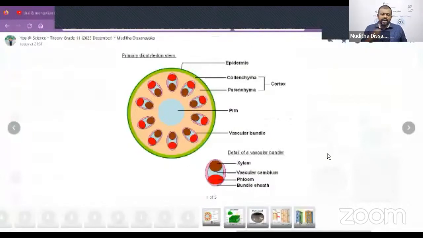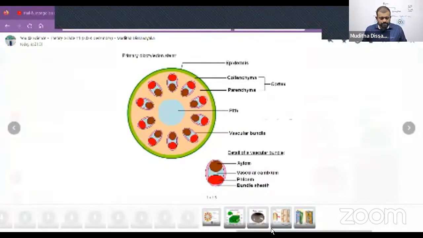Fleshy part that we eat. Next one, seeds. They have given us a specific term: endosperm, endosperm of the seed.